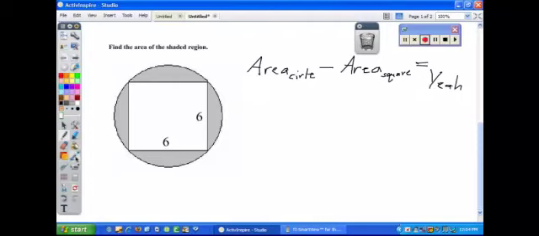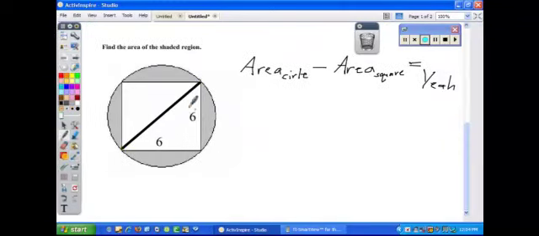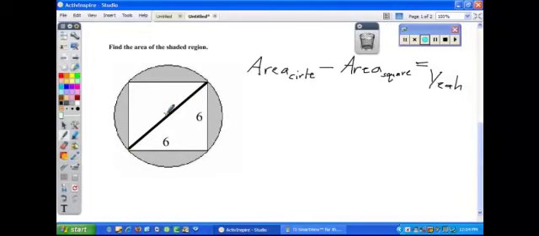So let's figure out the area of the circle first. Well, to do that, I need the radius of the circle. So let me draw a picture here. Okay, my computer's going a little slow today. So there's my diameter. And if I just take this half here, that gives me my radius. Well, what is that half?